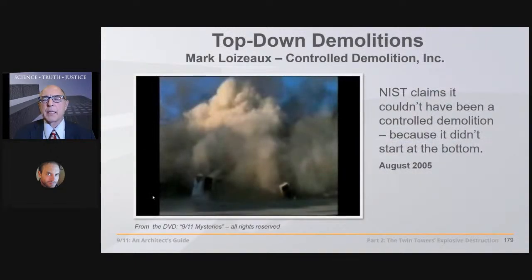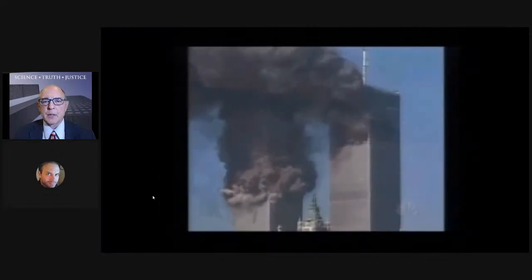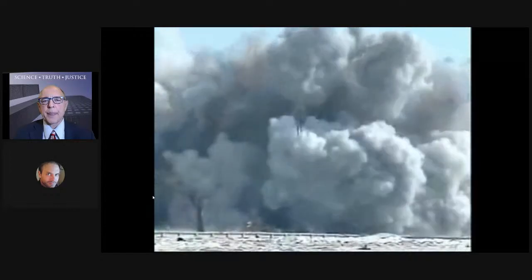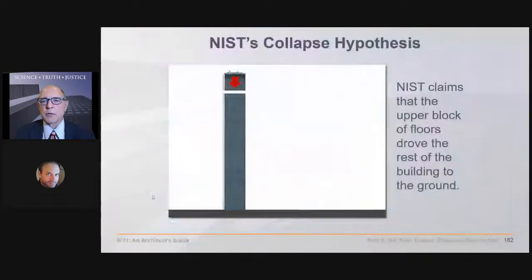NIST says, well, it couldn't have been a controlled demolition because it didn't start at the bottom. Well, let's see if Mark Loiseau, the president of the largest controlled demolition company, can clarify this issue. You can go almost anywhere in the structure, and given the right circumstances, you can release all of that stored energy, converting it into what is called kinetic energy. That's energy in motion, and that's what brings the building down. And here's a top-down controlled demolition. You can go almost anywhere in the structure, he says.